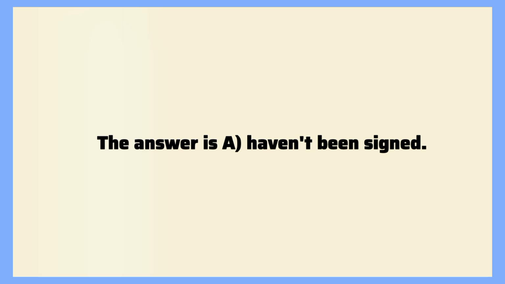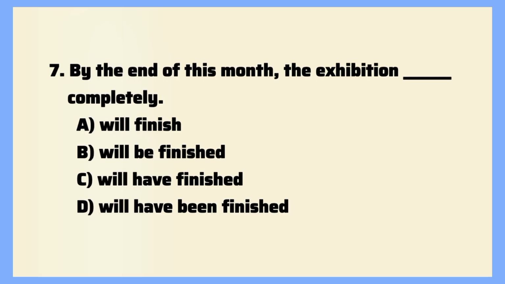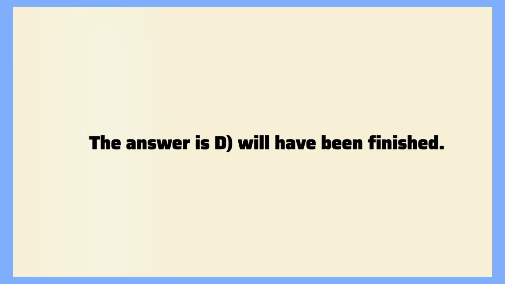Haven't been signed. 7. By the end of this month, the exhibition, blank, completely. A. Will finish. B. Will be finished. C. Will have finished. D. Will have been finished. The answer is D. Will have been finished.